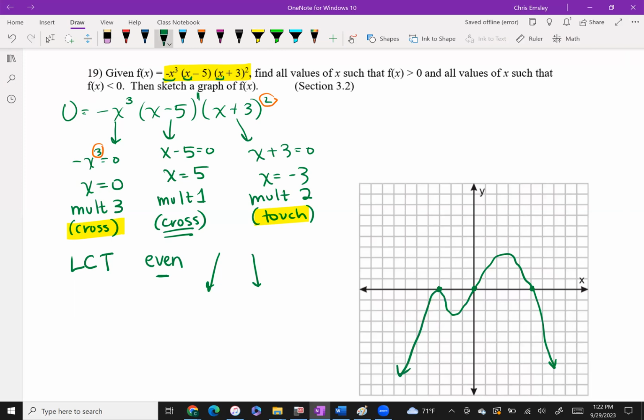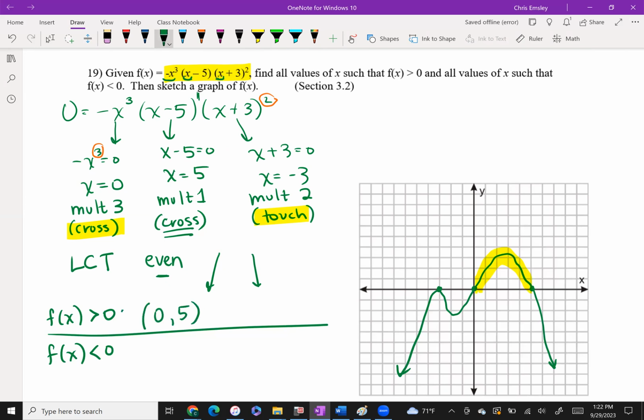Now, we want to answer that last question again. In which intervals is our function positive, and in which intervals is our function negative? Positive is where we are above the x-axis, and this is the only one. There's only one positive interval, from 0 to 5. The rest of the intervals are all down here below the x-axis. So those would all be on our list for our negative intervals: from -infinity to -3, from -3 to 0, and from 5 to infinity.